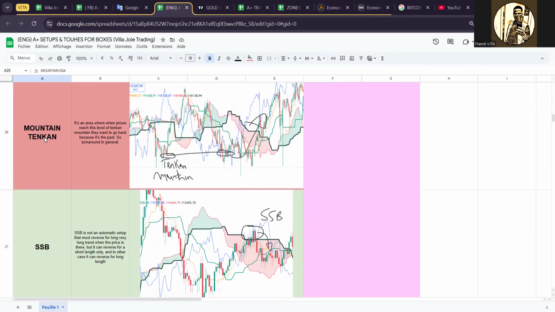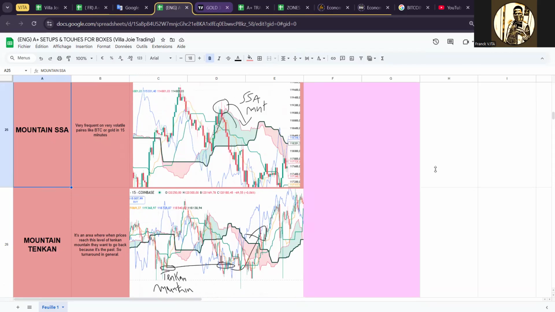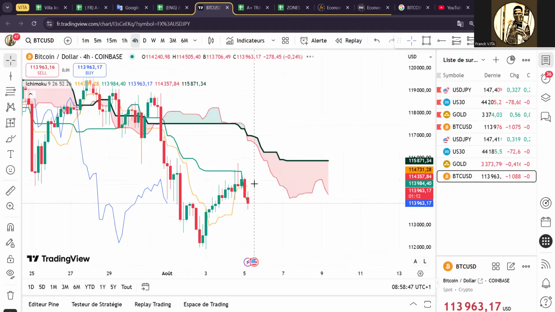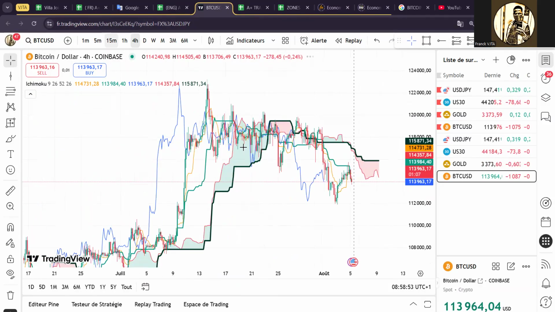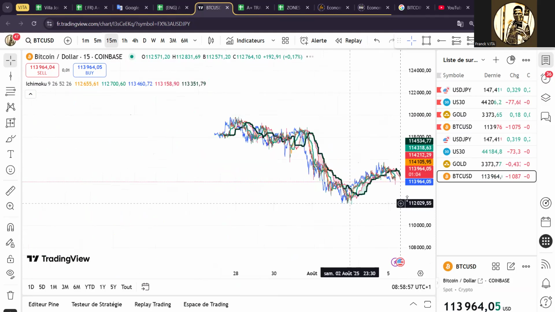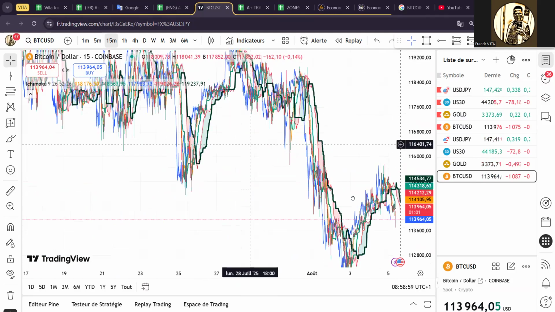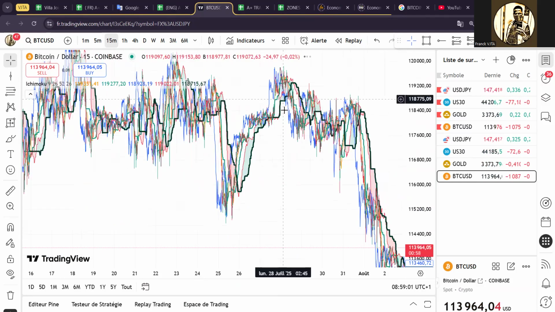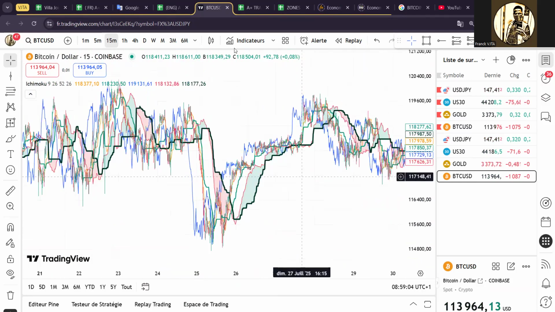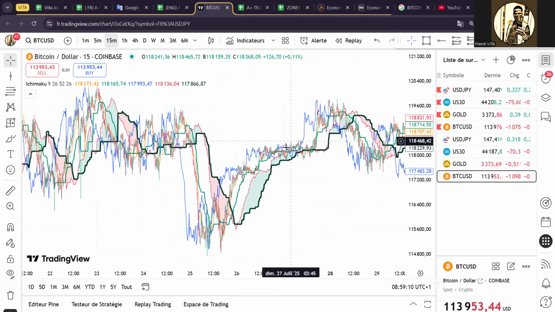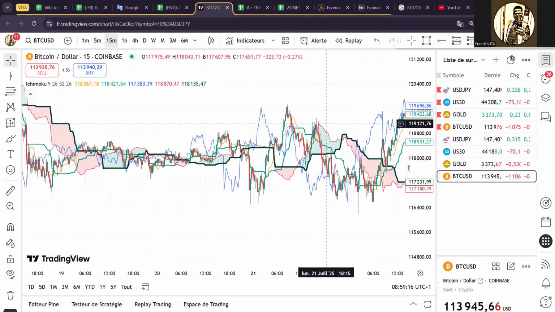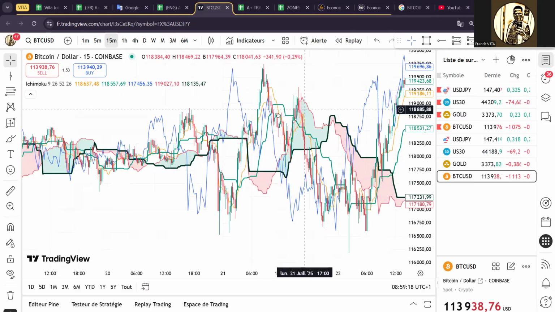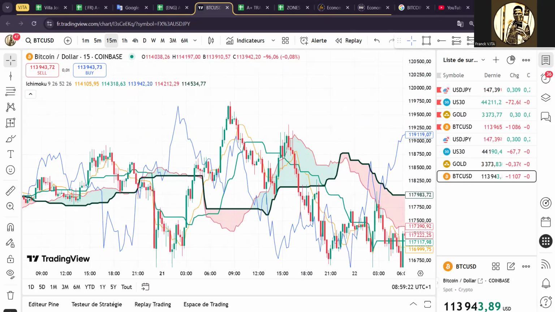Mountain Tenkan and mountain SSA. Mountain SSA is this one. Let us look at mountain SSA. Mountain SSA is particularly a correction type of thing, but a correction for the price to continue. So let us look at this one. Mountain SSA is this one.